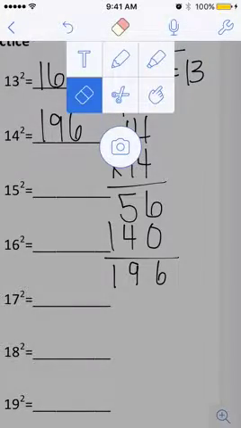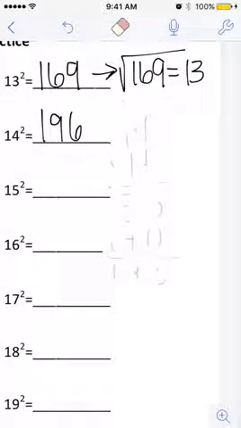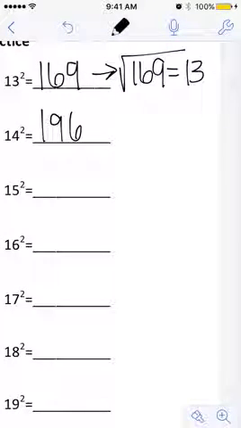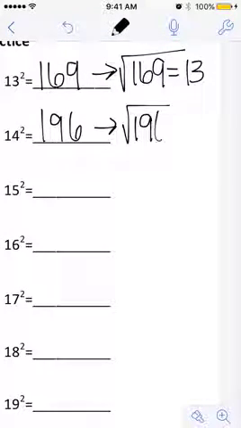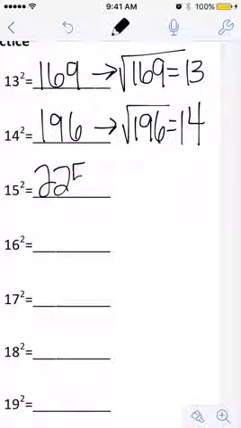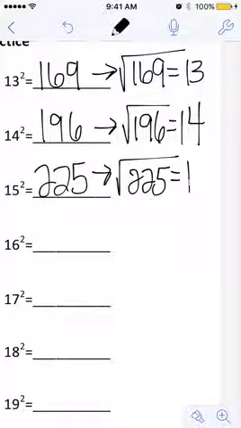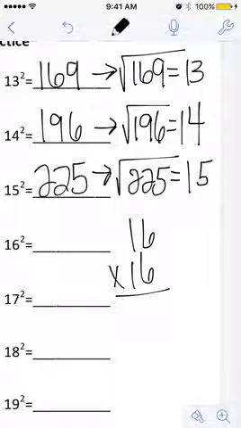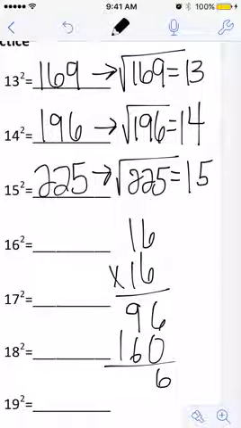Oops, of course I made it go. Let's erase that again. Get my marker, and we're going to do the square root of 196 is equal to 14. 15 squared, 225. The square root of 225 is equivalent to 15. So some of these, honestly, I don't have memorized, and you need to have those memorized or know how to do the multiplication. So that gives me 96, that gives me 160, so that's 256.